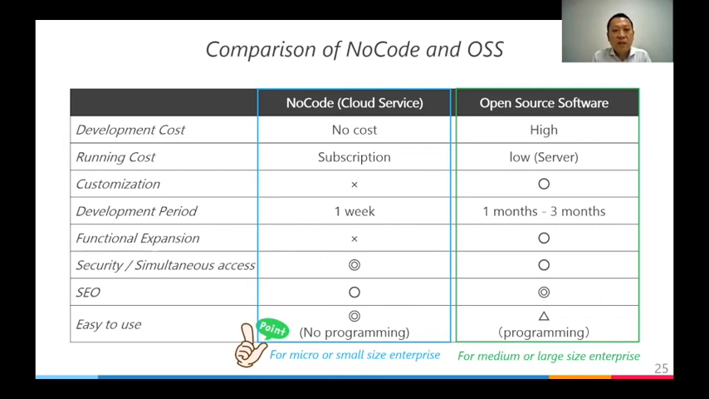In terms of customization, open source software has the advantage. Regarding development time, no-code takes about 1 week. On the other hand, open source software takes about 1 month to 3 months. Regarding security and SEO, both services are very good.